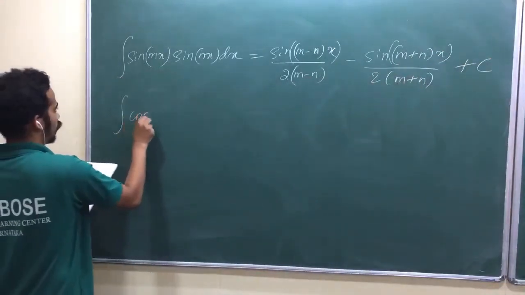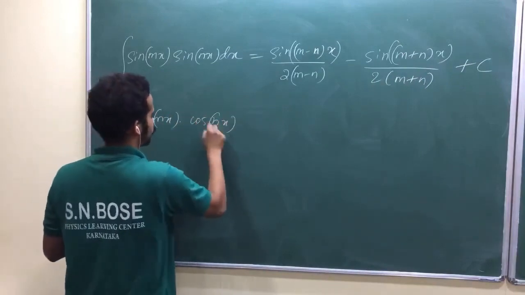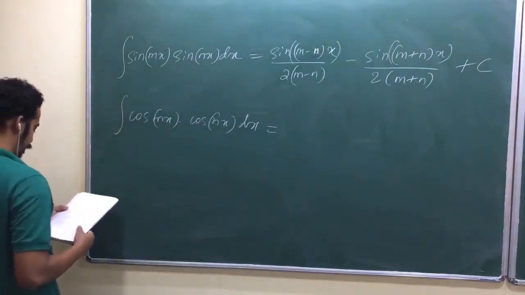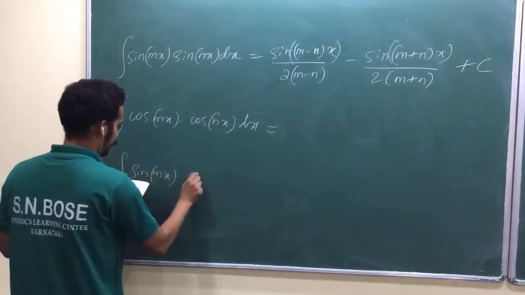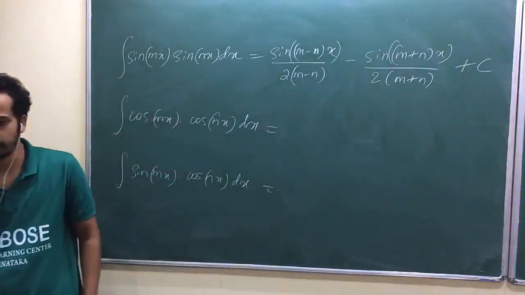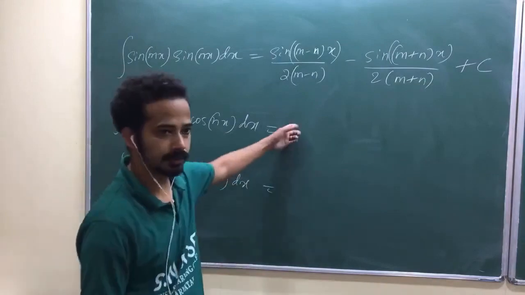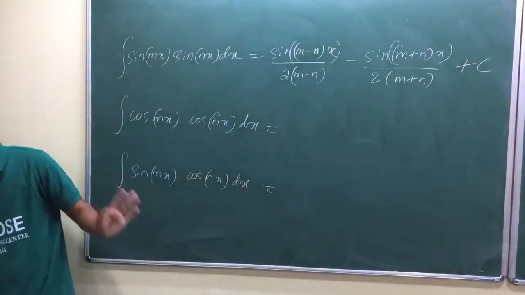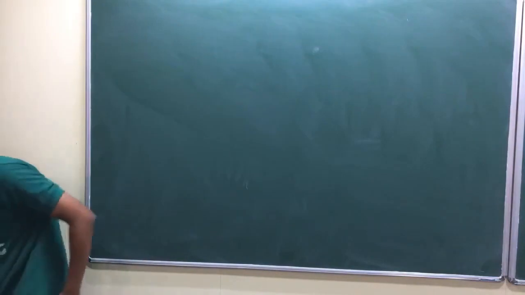Integral of cos mx into cos nx, fill out this one yourself. Integral of sine mx into cos nx. Fill out these two yourself. Keep a space. Do it later. Is that okay? Fill out these two. It is better to remember this formula directly. If you can remember, it's better. That's what I'm suggesting. Let me start with integration by parts.